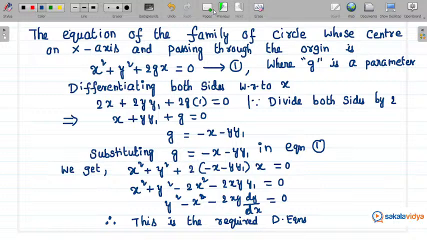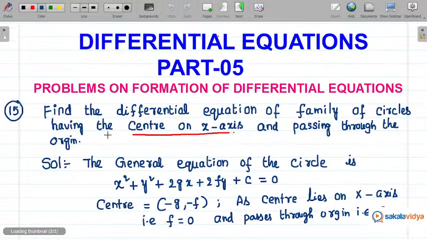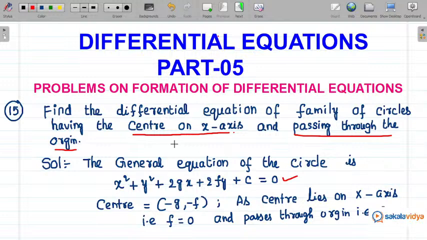Right. Let me repeat once again here. The question is, find the differential equation of the family of circles having the center on the x-axis and passing through the origin. The general equation of the circle is x square plus y square plus 2gx plus 2fy plus c is equal to 0. Here the center is equal to minus g comma minus f.